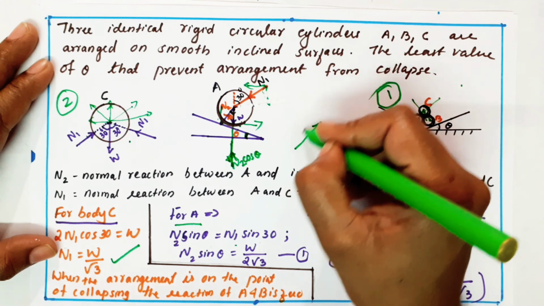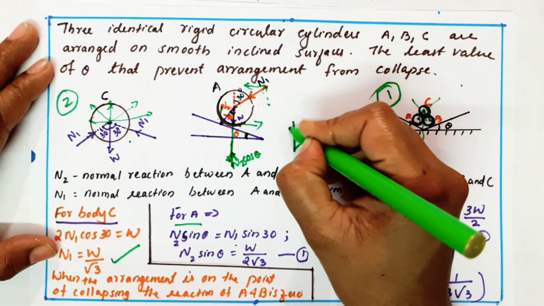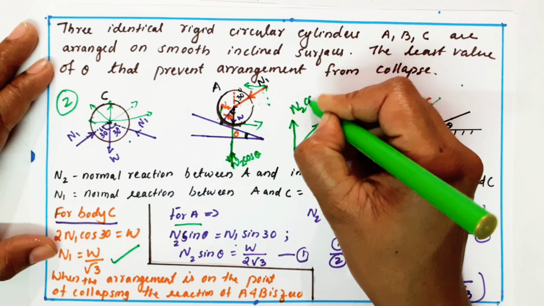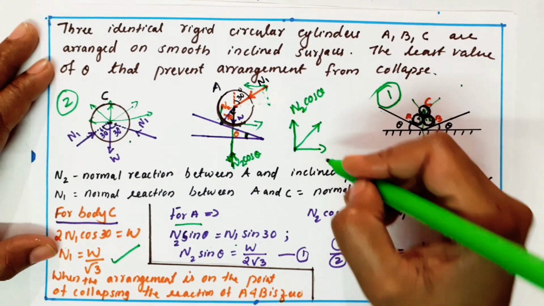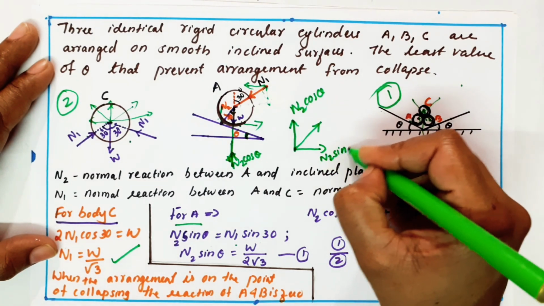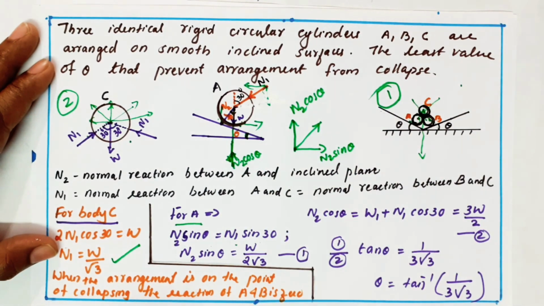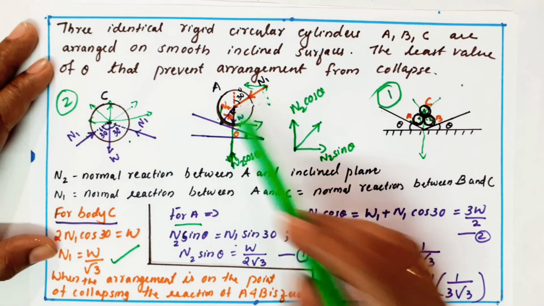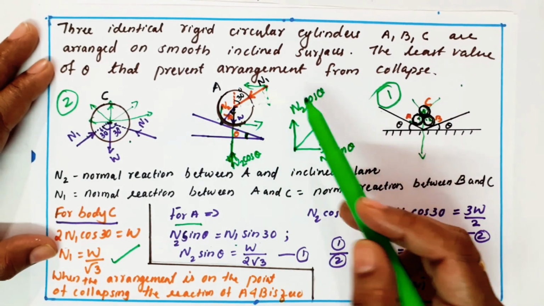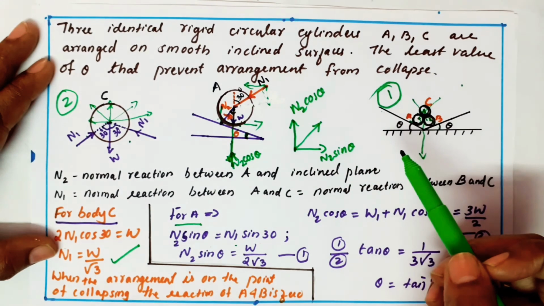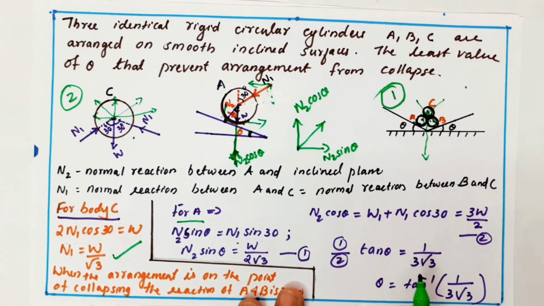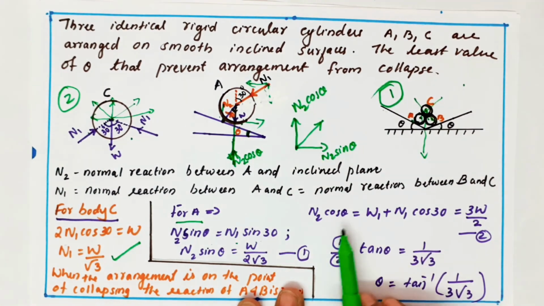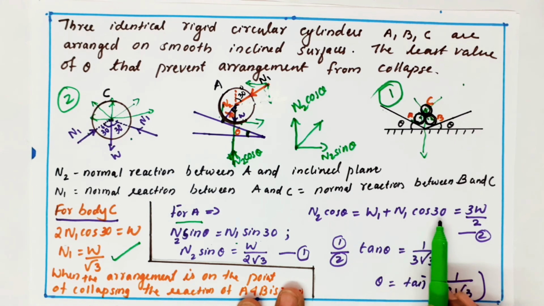N2 they gave it like this means how will we resolve? One component will be like this, that is N2 cos theta. That's what I put as the up arrow mark. This will be N2 sin theta. Now I think you got it clear, I just resolved this one. N1 anyway they have given. N1 we know that the cos component will be there, the sin component will be there. So we can just write it here. N2 cos theta is equal to W1 plus N1 cos 30. That is 3W by 2.